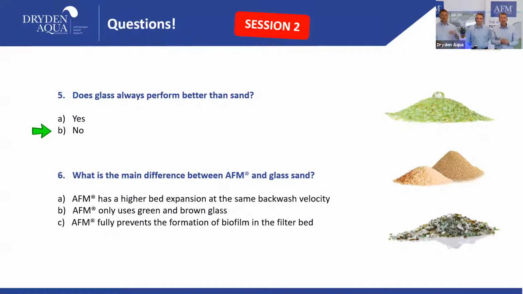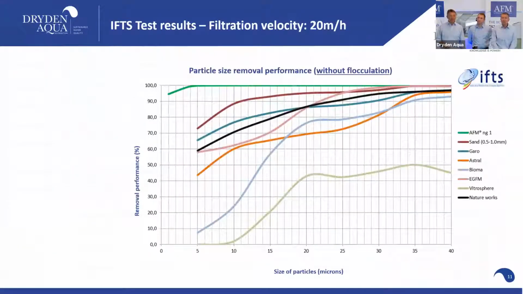Next question. What is the main difference between AFM and glass sand? Is it A, AFM has a higher bed expansion at the same backwash velocity? B, AFM only uses green and brown glass? C, AFM fully prevents the formation of biofilm in the filter bed? What is the main difference? The main difference is C. That's the most important. This is bioresistance. Of course, it's coming from the green and the brown glass. And of course, we have a better backwash. All is true, but the key point is the bioresistance.